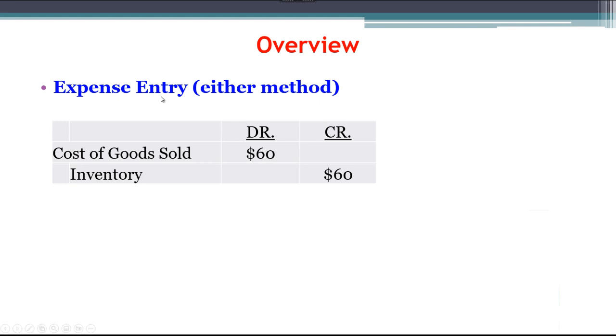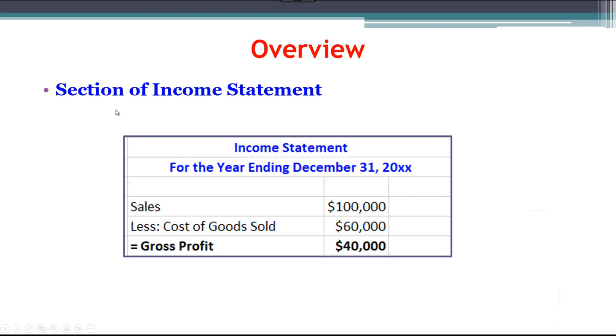Now again, it's the same entry no matter what method you're using. The question is, when do you do it? Do you do it sale by sale every single time? Or do you lump all of these together for every sale and do it once at the end of the period? The section of the income statement that is really relevant for this would be the very first part of it. Sales less cost of goods sold, again, which is an expense, equals gross profit.